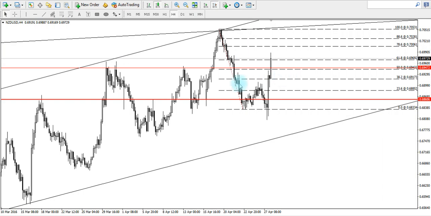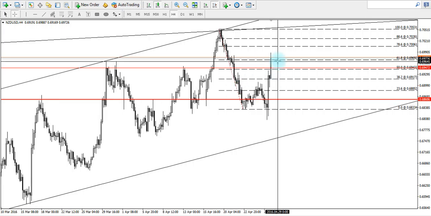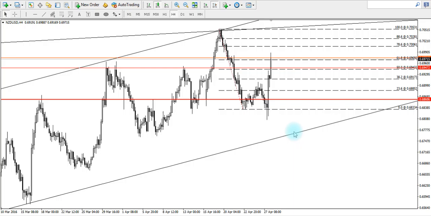If it gets resisted, we can go into smaller time frames, 1 hourly charts or the 15-minute charts, to see if there's a reversal signal to go for the sell, because we are looking for the price to fall further towards the bottom of the rising trend channel. So that is for the New Zealand dollar against the US dollar.